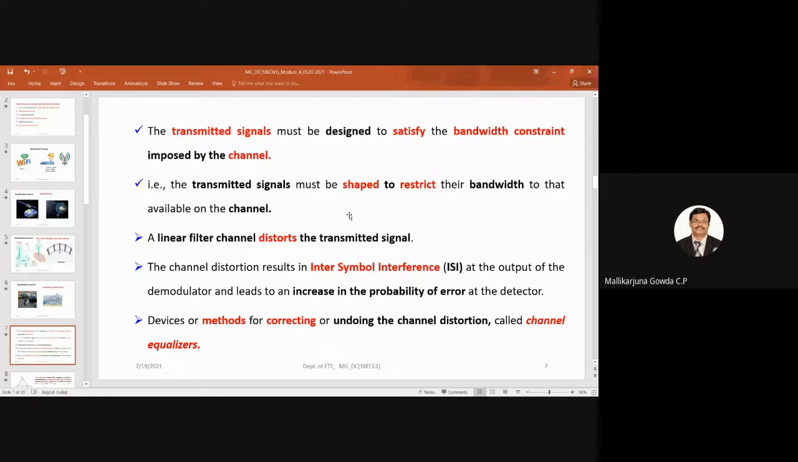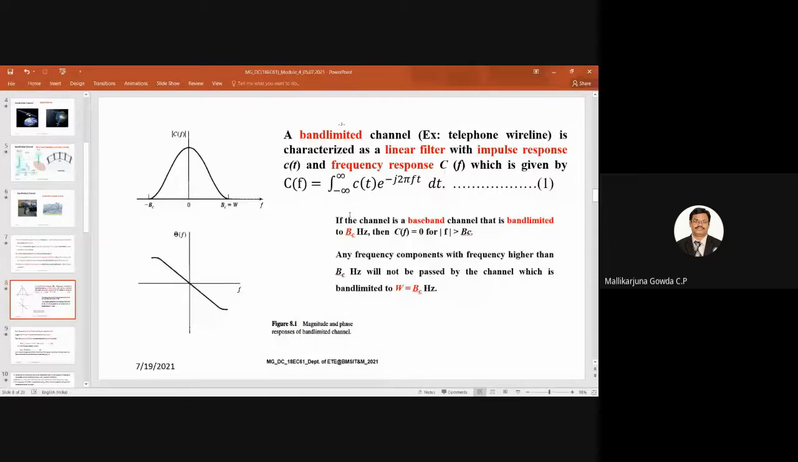Fine. And I said, what is the frequency response of the channel? It looks like this. C of f, and in the time domain we say it is C of t, right? The band limited channel is characterized as a linear filter with impulse response C of t, and its frequency response is denoted as C of f, which looks like this. This is the frequency response of the channel. How do we express this mathematically? This is the Fourier transform of C of t. That is the definition, right?